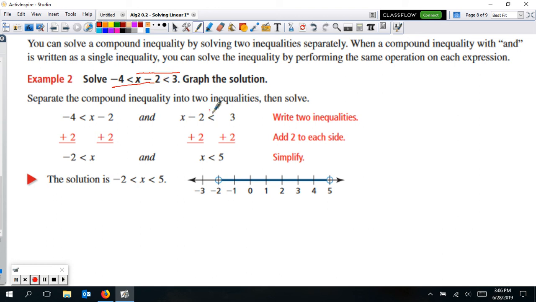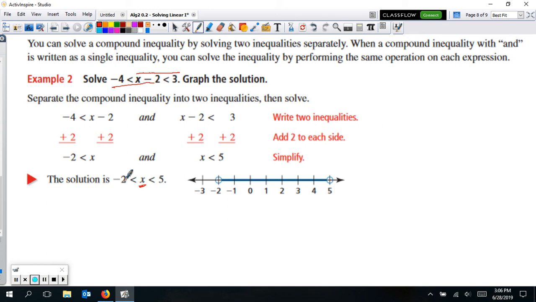x minus 2 is less than 3 is an inequality you're going to solve. Negative 4 is less than x minus 2, you're going to put that over here and solve that one. So you solve each one separately to get your two separate answers. And then you're going to merge them back together right here on x, so you can see your solution. So that would be your solution.